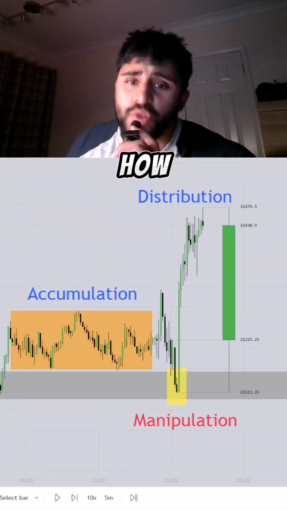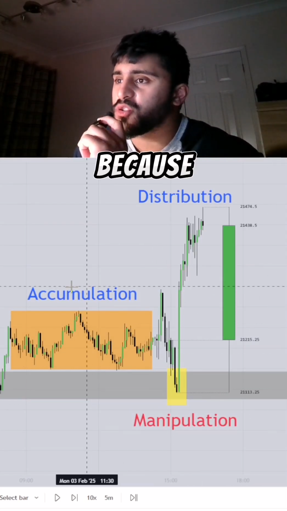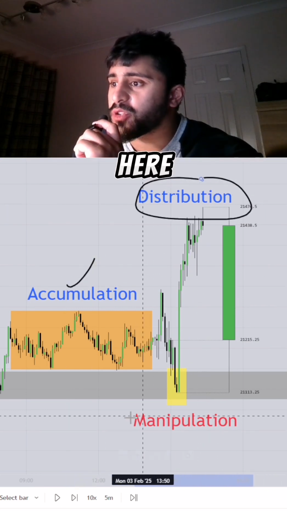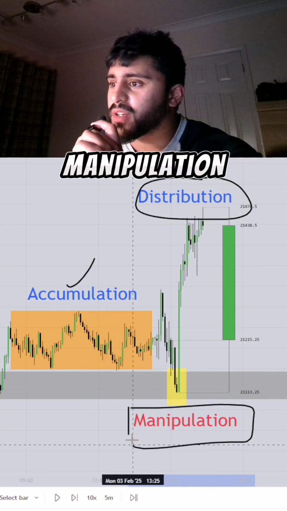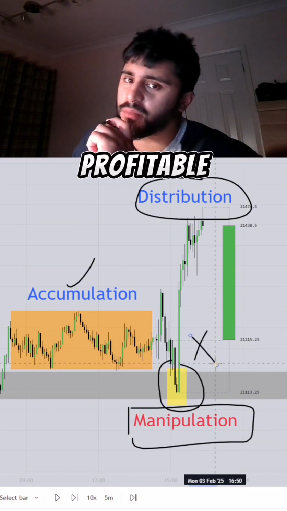Right, so if you're wondering how traders caught this NQ move today and you didn't catch it, the reason why is because you understand accumulation. You want to catch this distribution over here, but the problem is you don't understand manipulation, right? If you don't know how to catch manipulations, you will never be profitable in the markets.